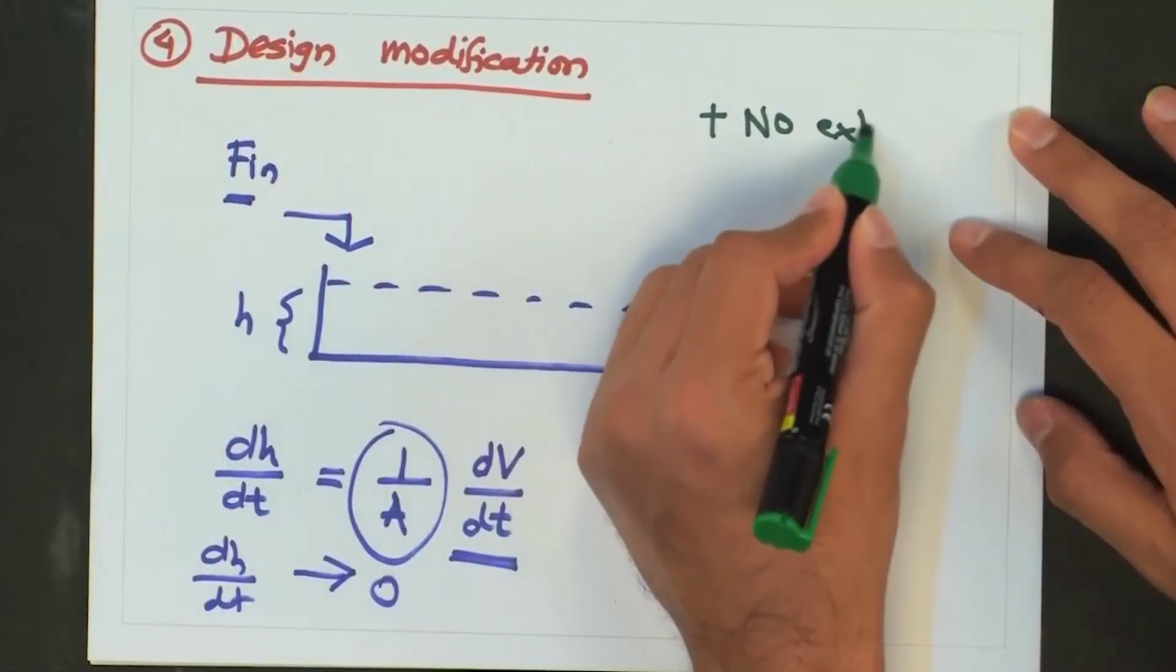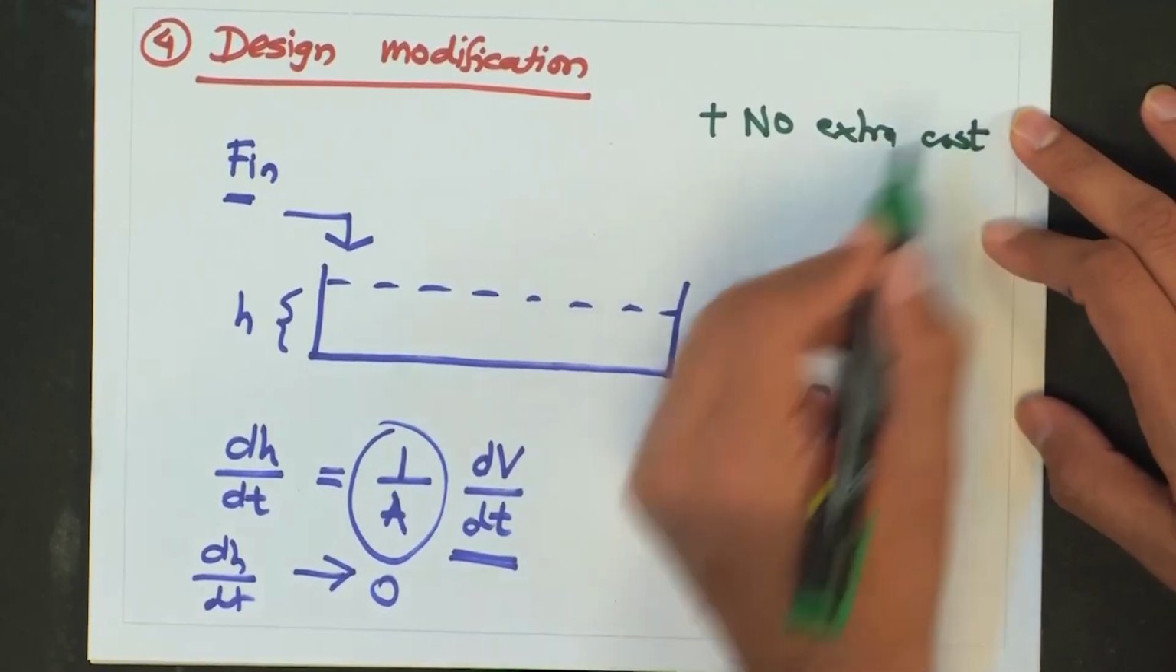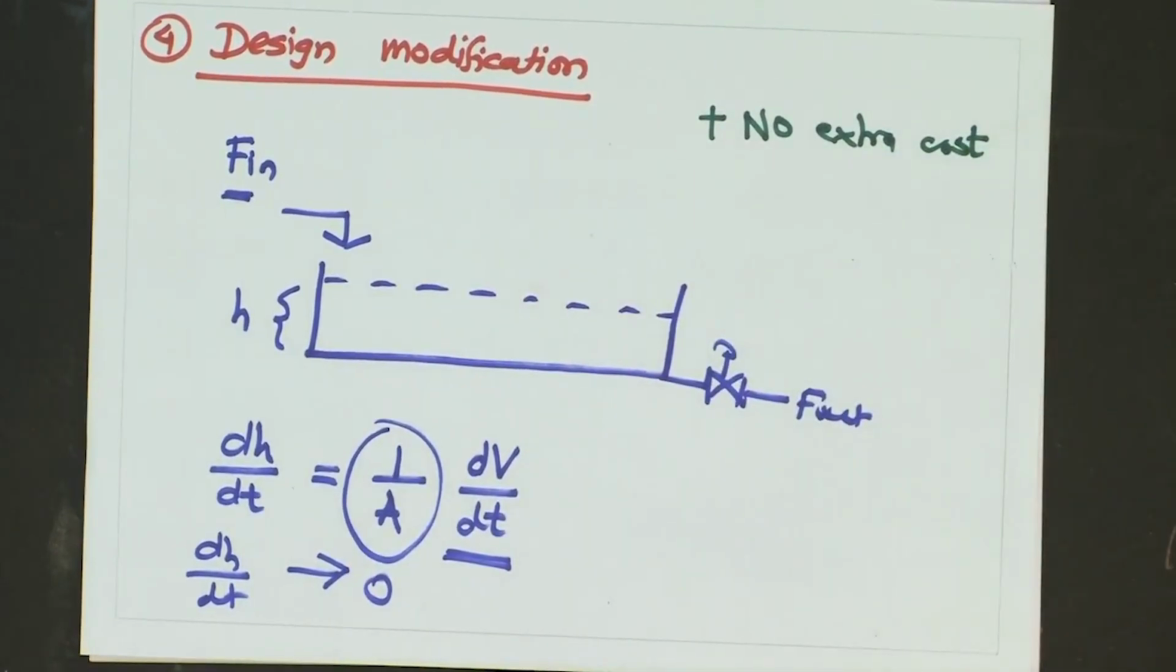Now, while we are at it, we will also look at the advantages and disadvantages of this design methodology modification, which is not really a control strategy. The main advantage is that there is no extra cost. All the cost is in the design, and while operating the process you do not require any cost to control the system. There is no need for any instrument.